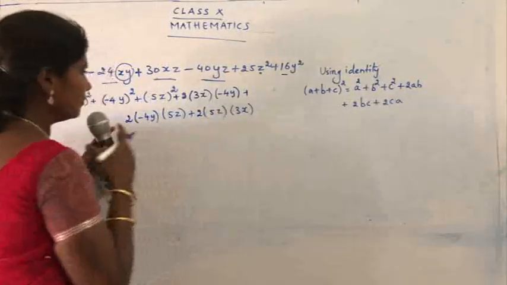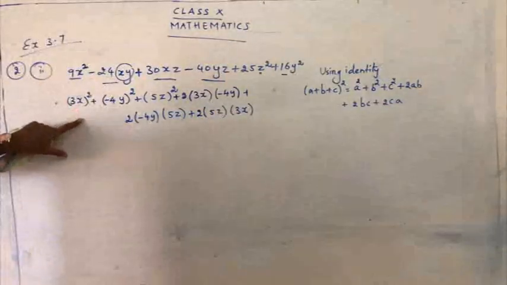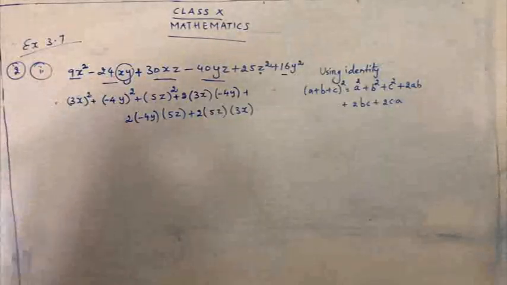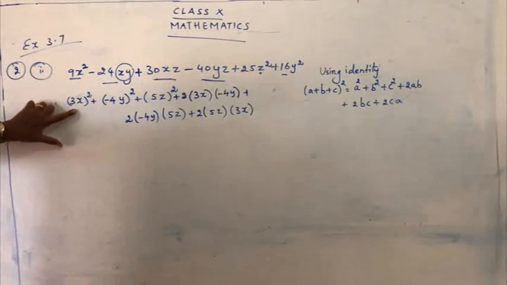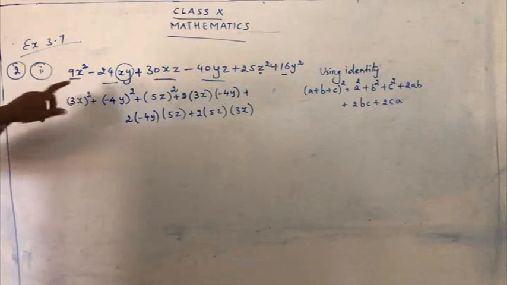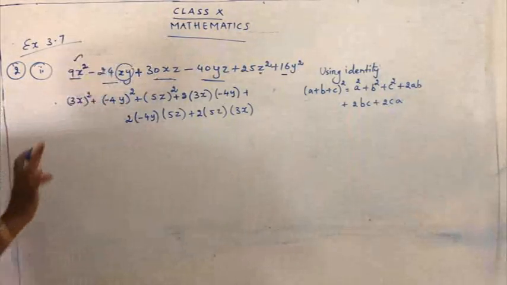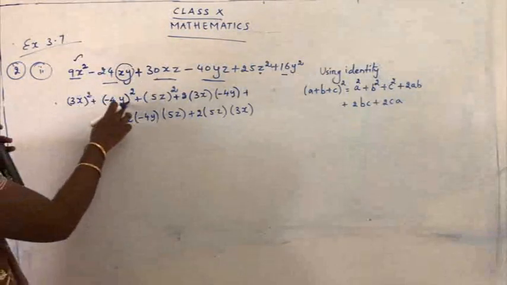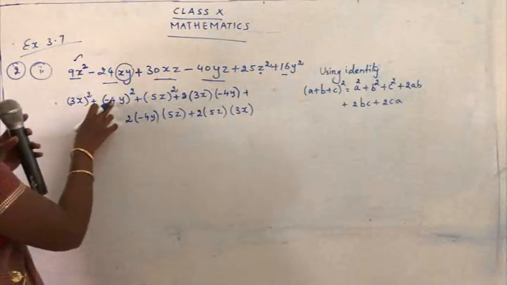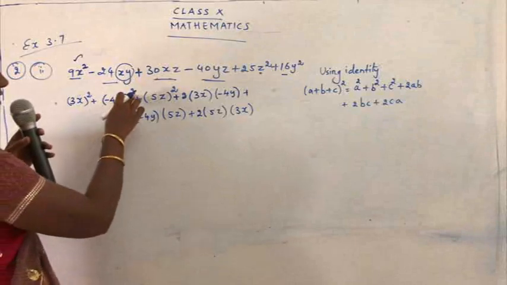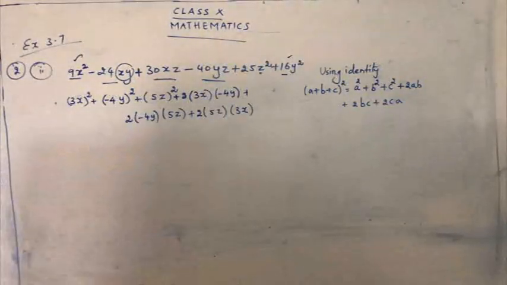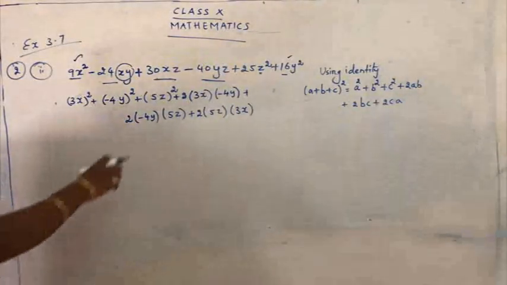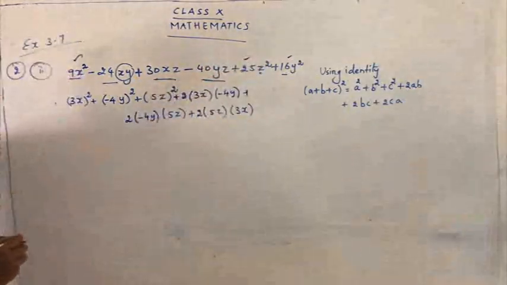Let's check whether our answer and the question tally. See here, children. It's 3x the whole square. When you open it, you get 9x square, since 3 square is 9 and x the whole square is x square. So this term is present. Coming to the next part, minus 4y the whole square. Minus 4 into minus 4 gives you 16y square. So I have the term 16y square. 5z the whole square: 5 fives are 25z square. So we have 25z square over here.